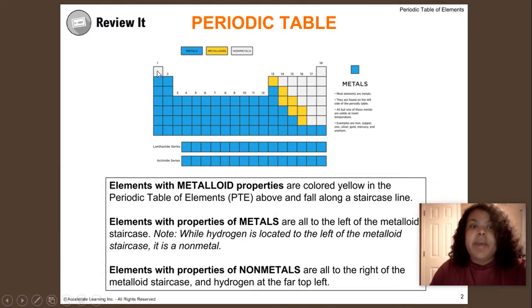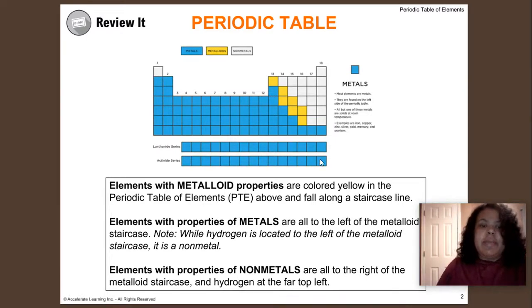An important thing to note is that while hydrogen is located to the left of the metalloid staircase, it is still a nonmetal. Notice the color here and the color here, they're both white. The only reason it's over here is due to its atomic number. Elements with properties of nonmetals are all to the right of the metalloid staircase, and then we also have hydrogen, at the top far left. It's with the metals group, but it is not a metal. It is still a nonmetal.